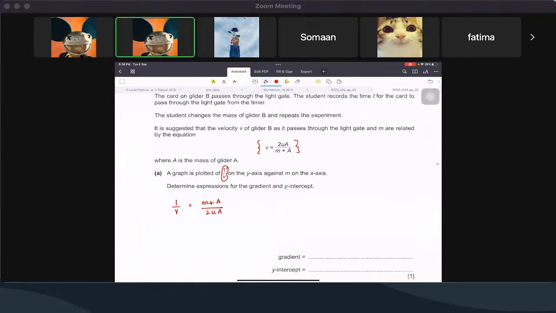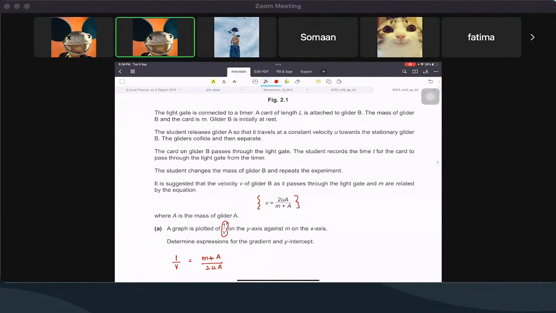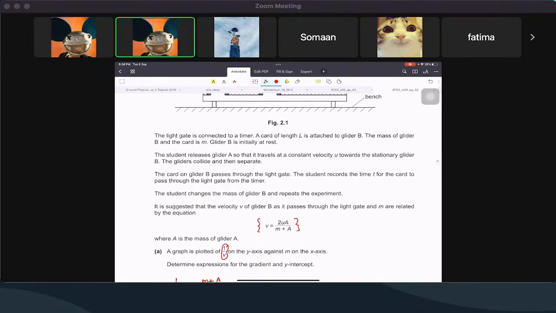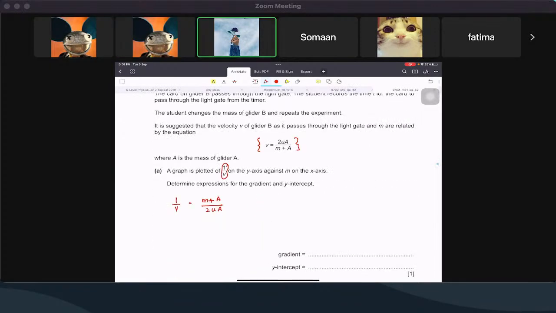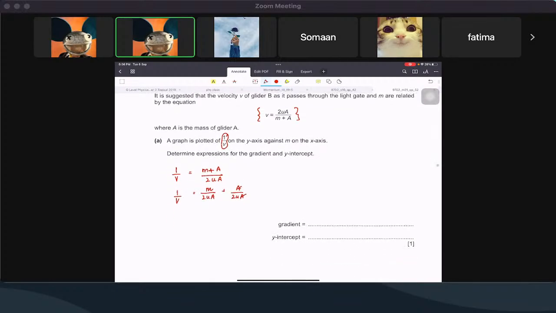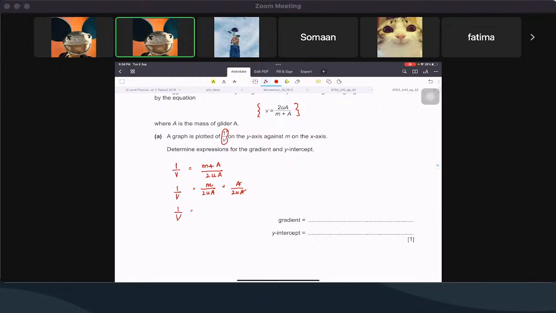I don't really know what u was. They haven't written anything already, fine. It's written constant velocity. Okay, sorry. So then you can divide this, so it will be m over 2ua plus a over 2ua, a and a will cancel out. This will then be m over 2ua plus 1 upon 2u, like that.